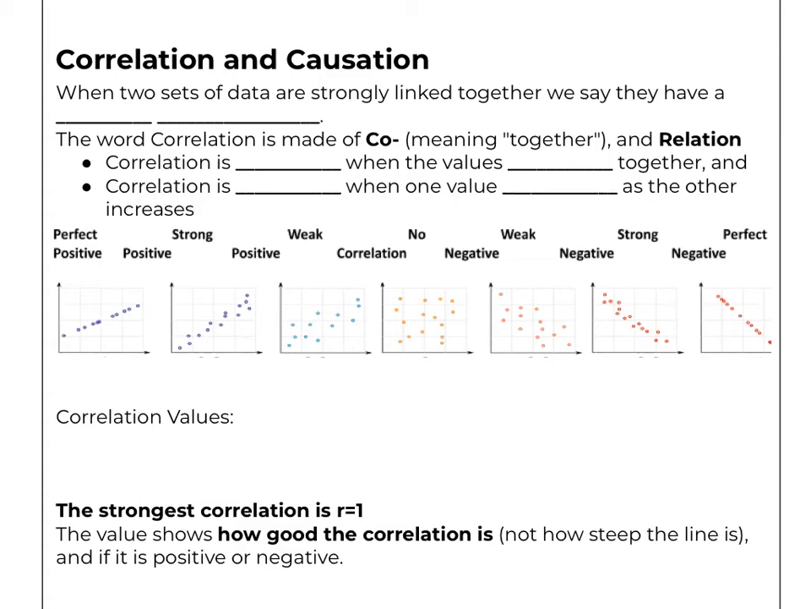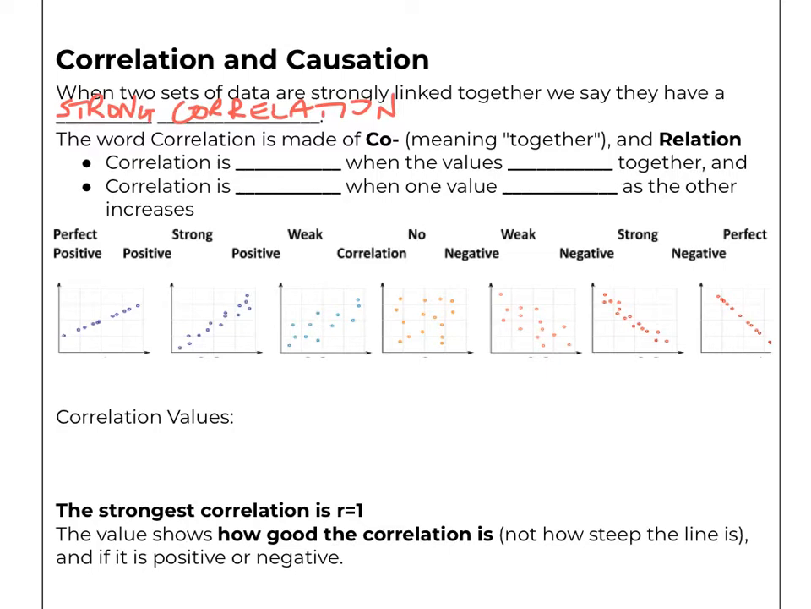Now we're going to look at correlation and linear data. So when two sets of data are strongly linked together, we say they have a strong correlation. And in statistics, this is one of those words, correlation, that has a specific mathematical meaning. So we're only going to use that phrase in this exact context. So we don't want to use correlation in anything else, just with this topic.